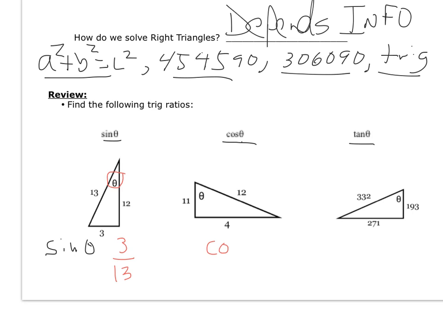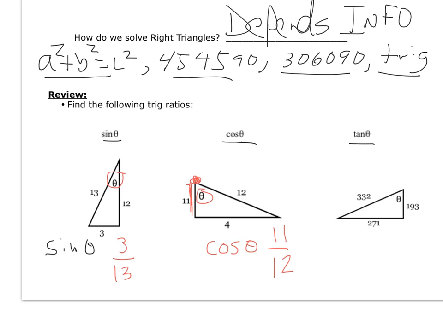The cosine of theta, well, here's theta, there's my angle. Cosine is the adjacent leg. Well, isn't this leg here that is 11, isn't it helping make this angle, or it's the vertex of that angle? Well, 11 is my adjacent leg, and 12 is my hypotenuse, and so there is my ratio.